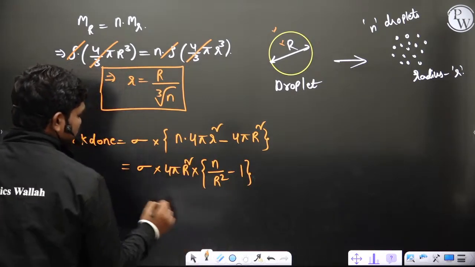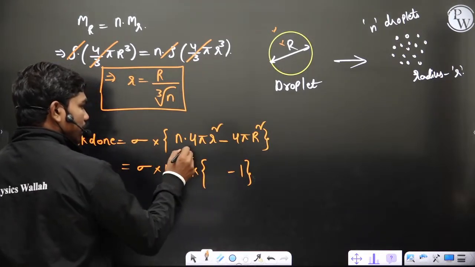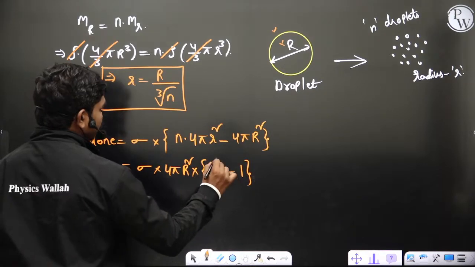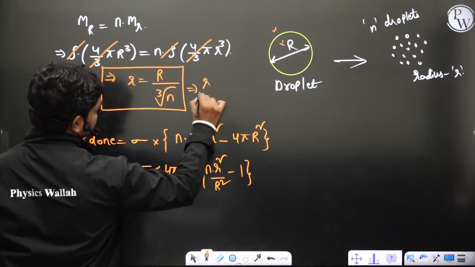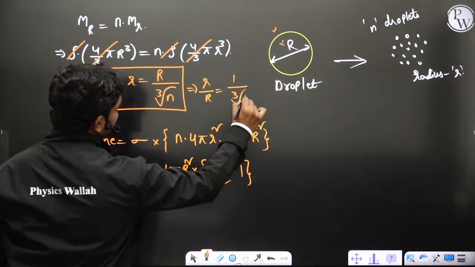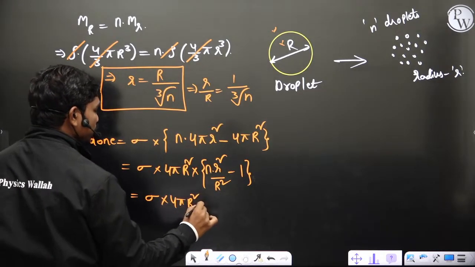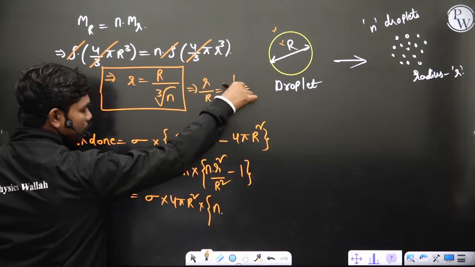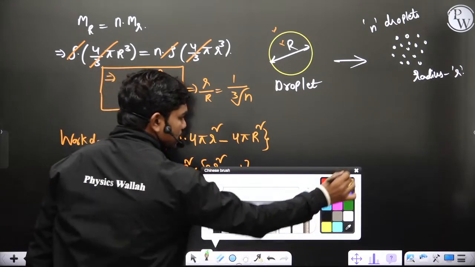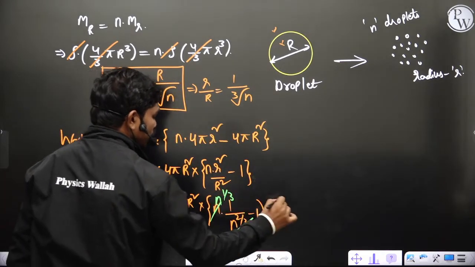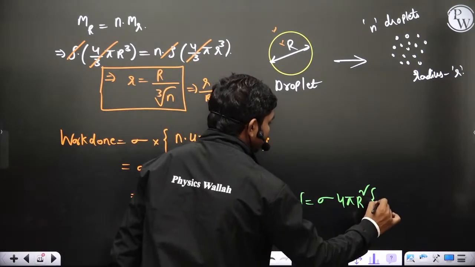What is this n r square by R square? You can clearly see this small r square. So 4 pi R square, if you take common, n into r square by R square is what you have. So small r by capital R in this case is 1 by cube root n. So the square of this is sigma into 4 pi R square into n into small r by R, which is 1 by cube root of n. So the square of that is 1 by n power 2 by 3, minus 1. This simplification will give you n power 1 by 3. So work done is equal to sigma 4 pi R square into n power 1 by 3 minus 1.